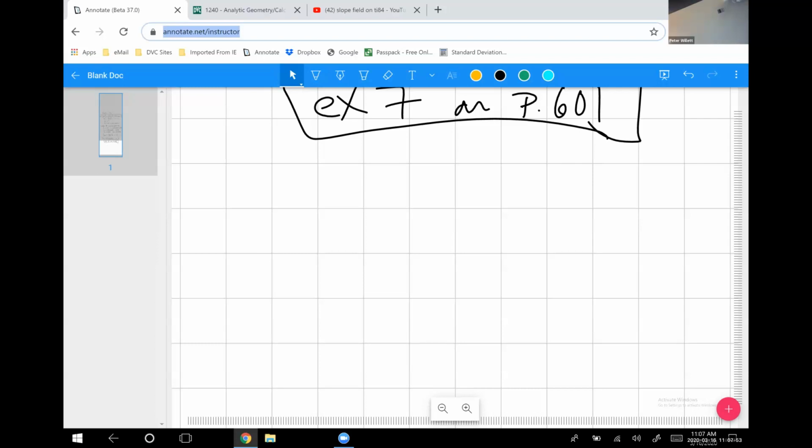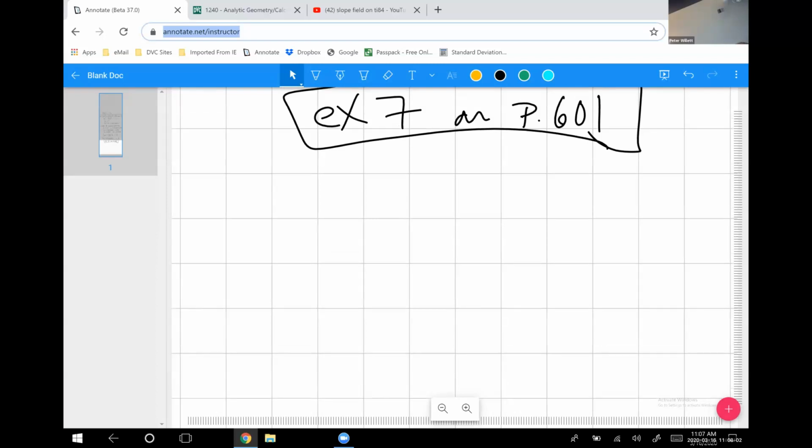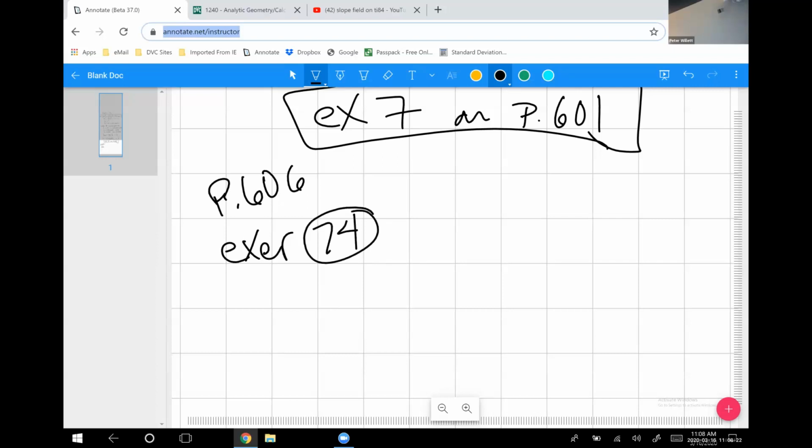Okay, so I'm going to take, on page 606, this is from the exercise set. I'm just going to grab a problem. Exercise 74. And it gives us the following.